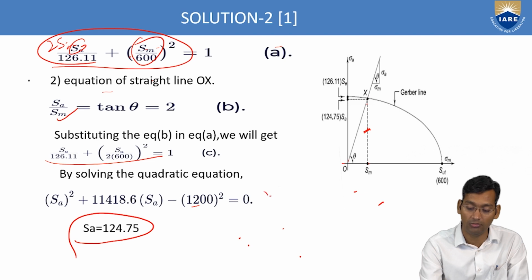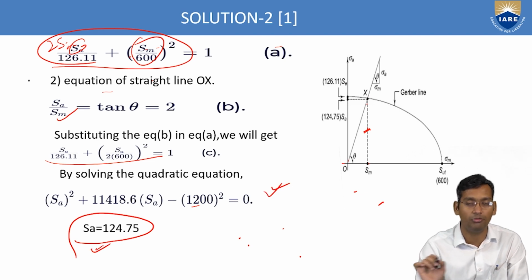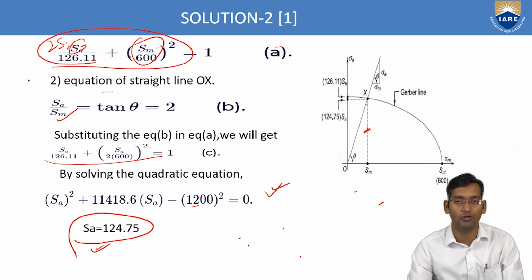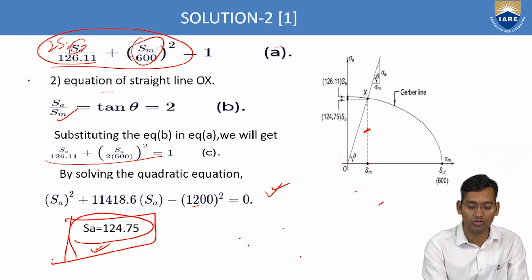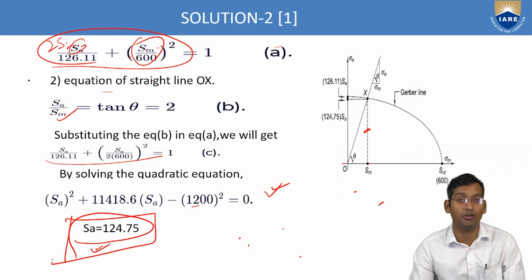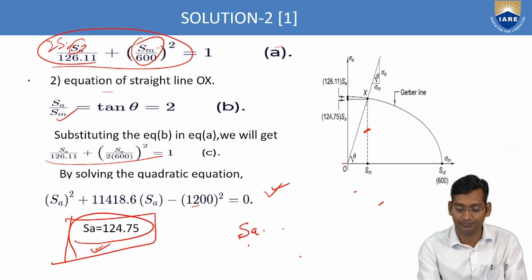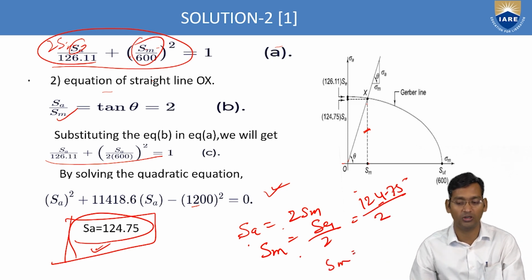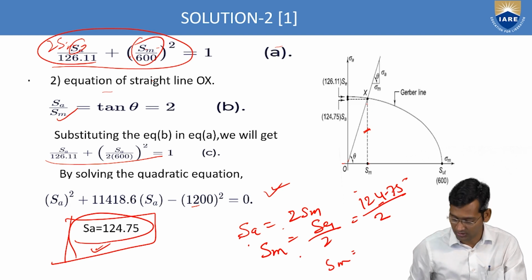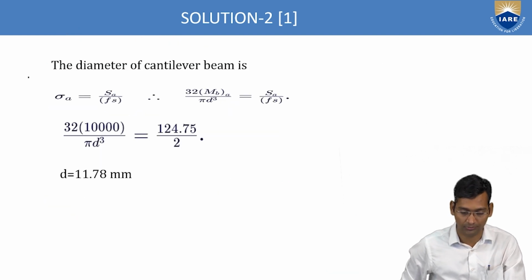After solving, whatever value comes, we have to take the positive value, and that is 124.75. So now we have SA equals 124.75. What is SA? SA is 2 Sm. So Sm equals SA by 2, which we can write as 124.75 by 2. That is around 62.37.